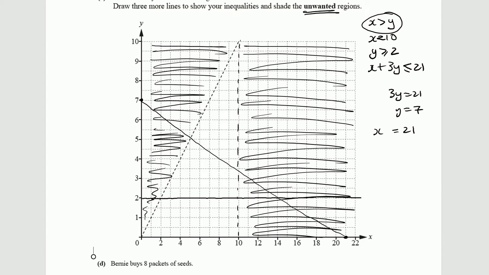I'm interested in y being equal to or greater than 2. That means I don't want the stuff below that line, so I'd shade below that line. That shading's gone all the way to there, by the way. And finally, I'm interested in when x plus 3y is equal to or less than 21. So I'm interested in being below the x plus 3y line, so I'd want to shade above it.